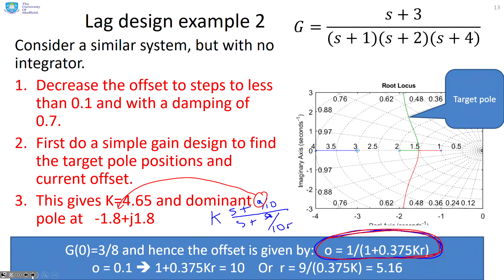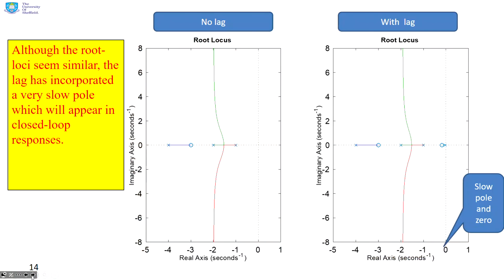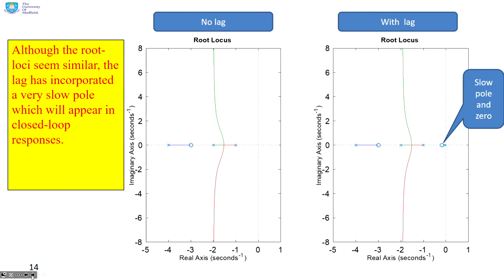So if I want the offset to be less than 10%, I can essentially solve for R, and you can see it gives me R equals 5.16. And now I simply plug those values in. So let's see what's happened. Again, you look at the root loci before and after, and you can see they're very, very similar, apart from I've got this slow pole at 0 because I've added the lag compensation.